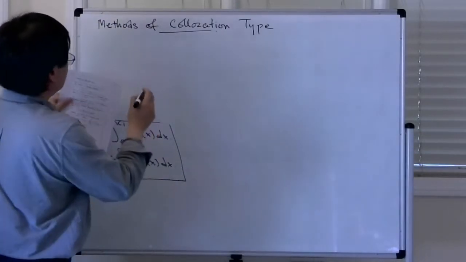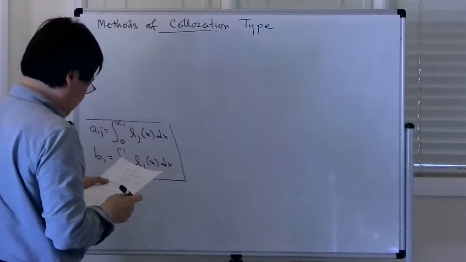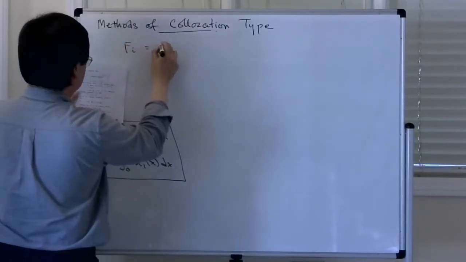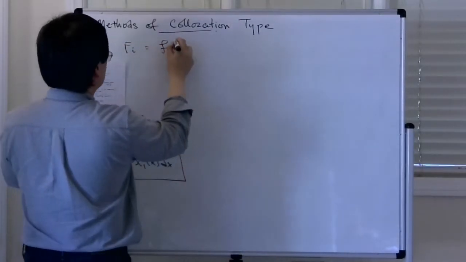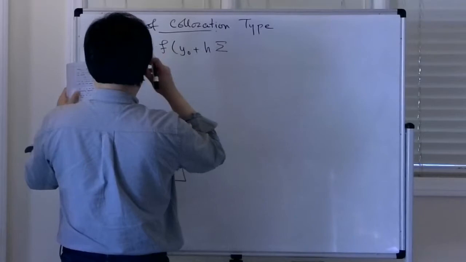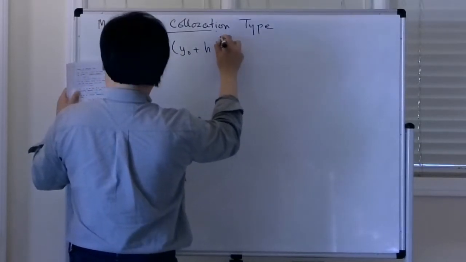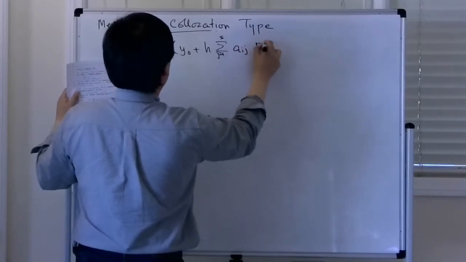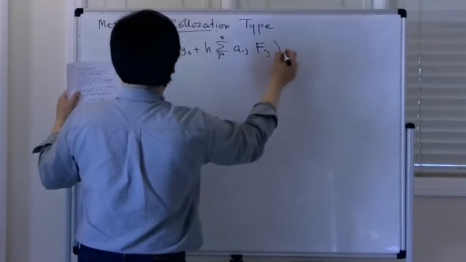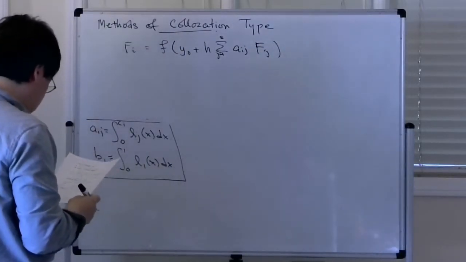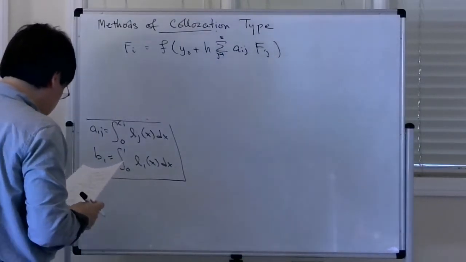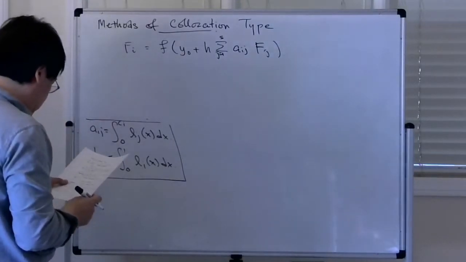So then this collocation condition can be written as follows: fi is equal to f at y0 plus h times the sum from j equals 1 to s of aij fj.